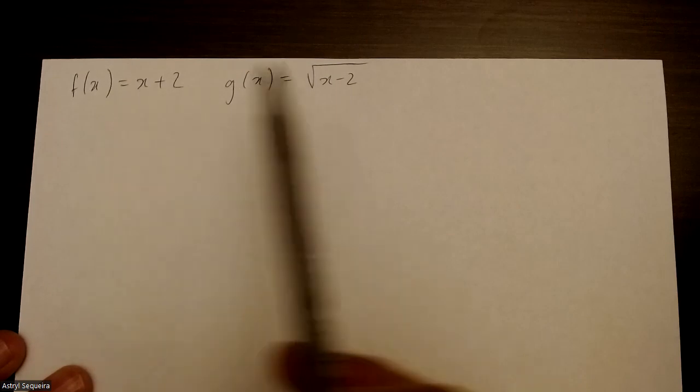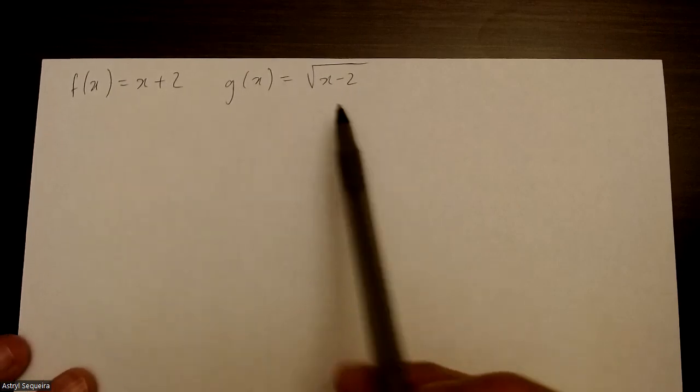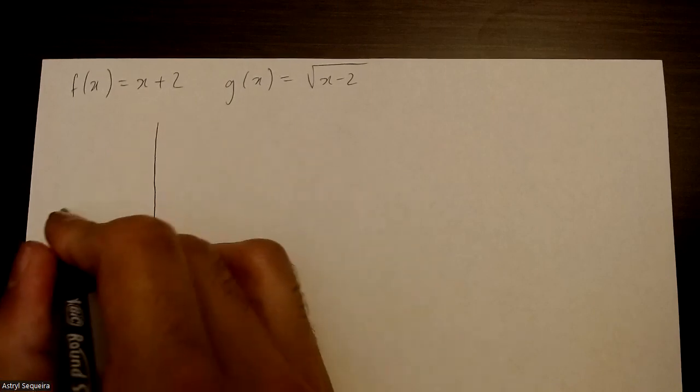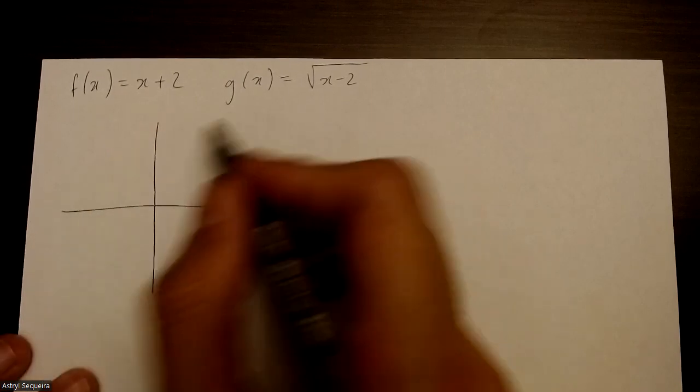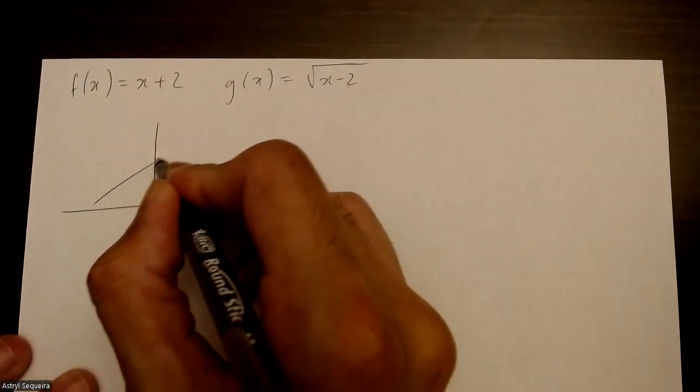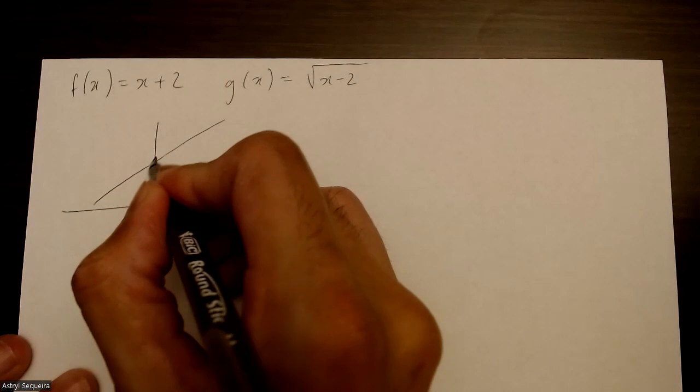Okay, so I have a linear function here. I have a square root function here. I'll start by doing a sketch of these two. So x plus 2 is just the slope of positive 1, and the y-intercept is 2.